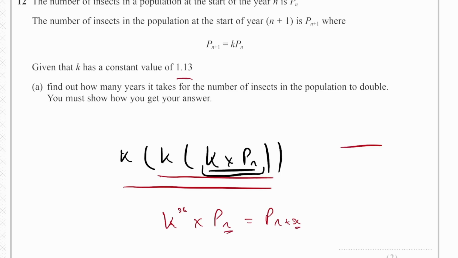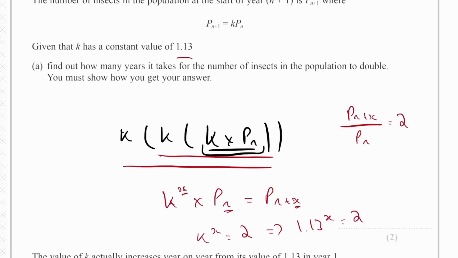So essentially, we add on a certain number of years, and then to find out what the population would be, we raise k to that power and multiply it by the population of the nth year. And so essentially, what we need is pn plus x, the population after x years, divided by the population at the beginning, to be equal to 2. So what you need is that k to the x is equal to 2, and you know that k is 1.13, so 1.13 to the x is going to be equal to 2, and then you just need to work out what x is from here.